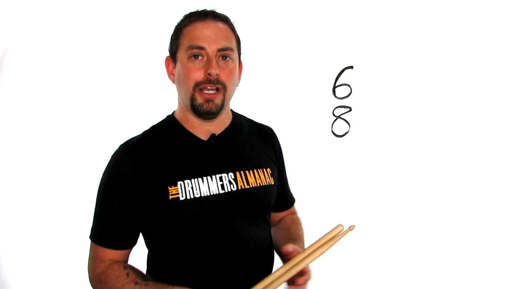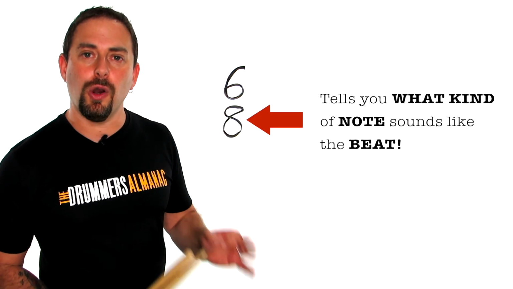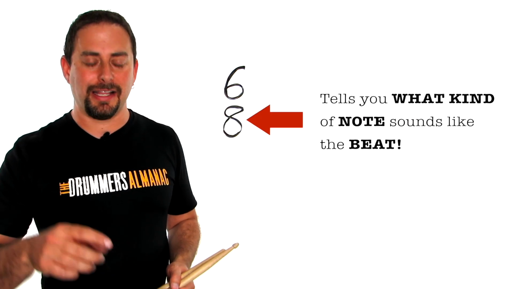But normally you're in 4/4 time. And as I mentioned in the beginning, we were in 6/8 time. So that changes the rule. The bottom number changes how you interpret the rhythms on the page. Very, very important. So once again, to answer that question, what does the bottom number of a time signature do? The bottom number tells you what kind of note sounds exactly like the given beat.